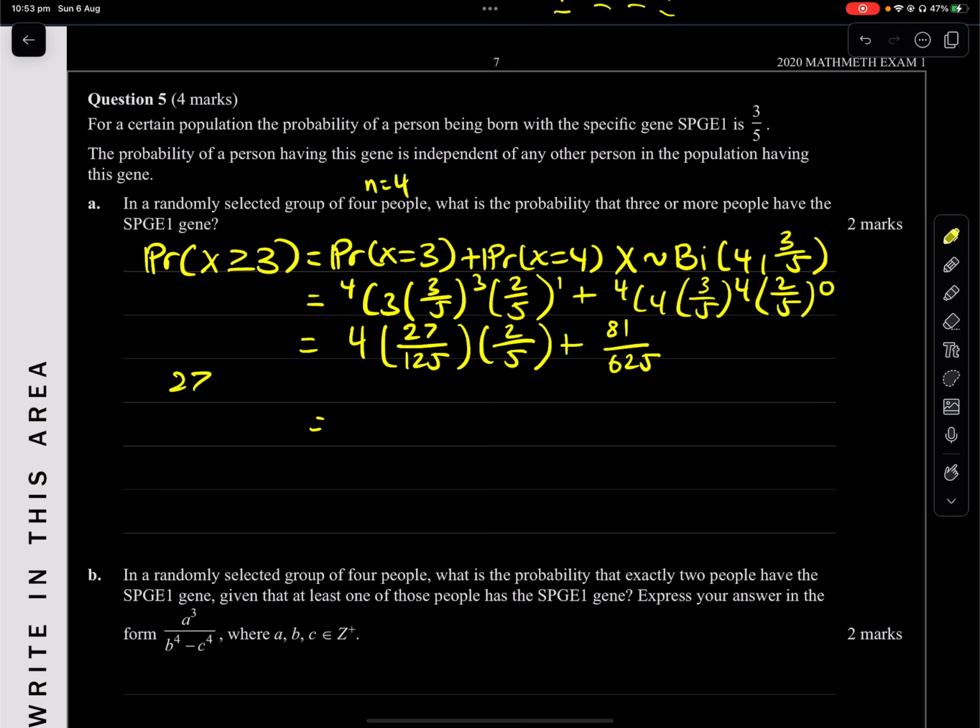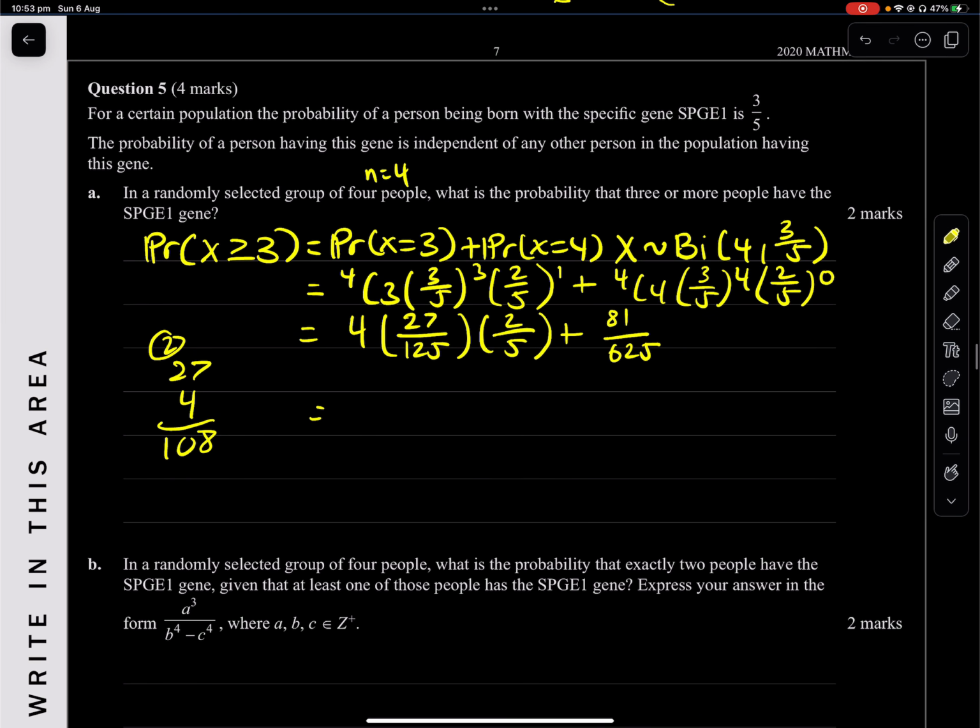So 27 times 4, 28, 108. So wait, it's 108 actually. And 108 times 2 is 216, yeah. So we add, yep, 216, so 2,116 over 625 plus 81, 625. So it'll be 297 over 625.